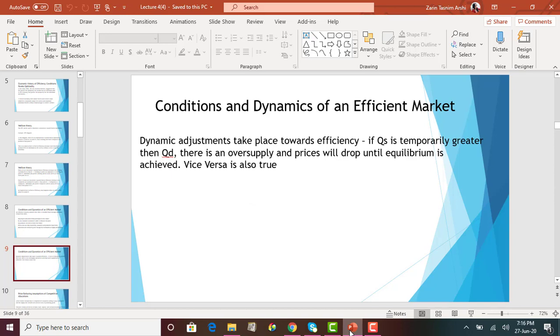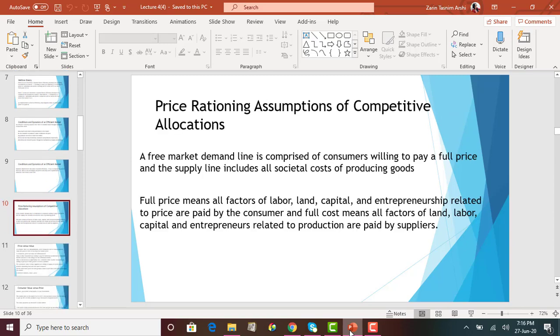So that's what we are trying to say in the next slide, that in the market, in order to achieve efficiency, dynamic adjustments will take place. Basically, the market will adjust automatically. So let's say if the quantity supplied is greater than the quantity demanded in the market, then what will happen? If quantity supplied is greater, that means supply is greater than demand. So there is oversupply in the market, and as a result, suppliers will reduce the price until equilibrium is achieved. We saw this in the last lecture also. Vice versa is also true.